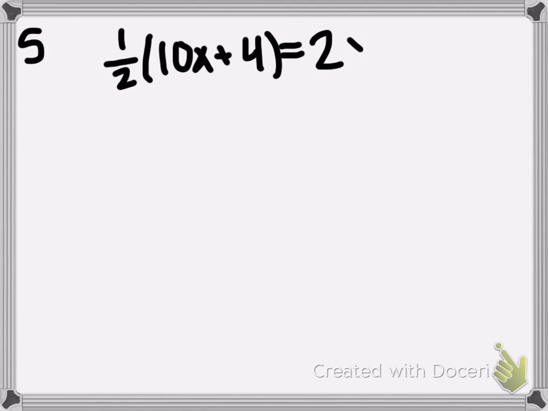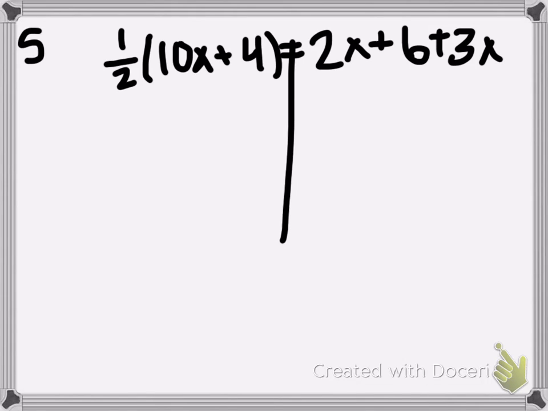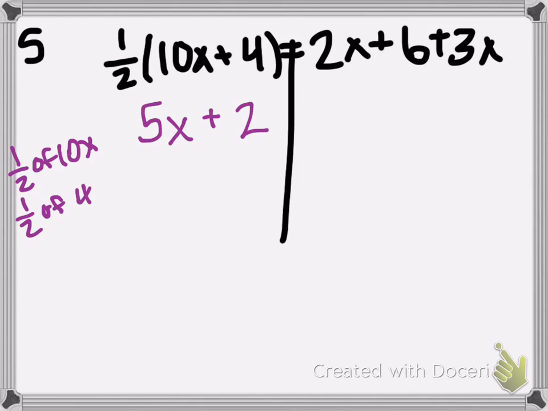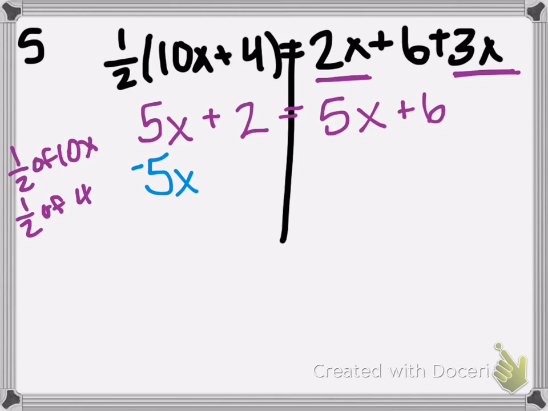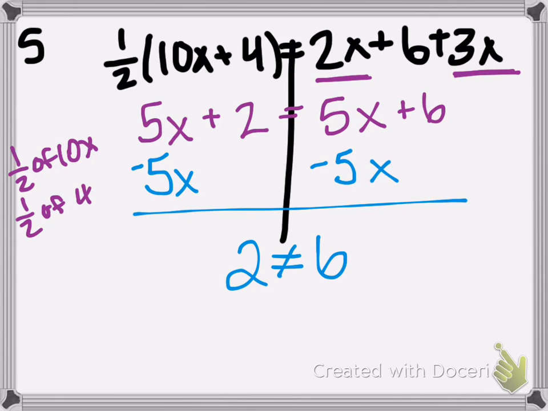Alright, number 5. 1/2 of 10x plus 4 equals 2x plus 6 plus 3x. So 1/2 of 10x would be 5x, and then 1/2 of 4 would be 2. And we have 2x plus 3x, so that's a total of 5x plus 6. You should immediately be able to look at this and know what's going to happen, but if you want me to prove it to you, we subtract the 5x from both sides, and we get 2 does not equal 6. So the answer that goes in your solution box is no solution.